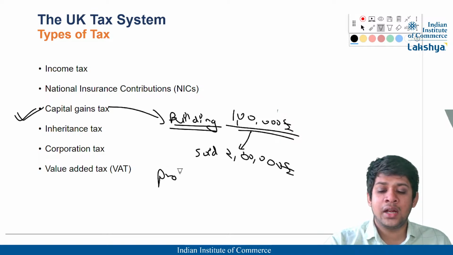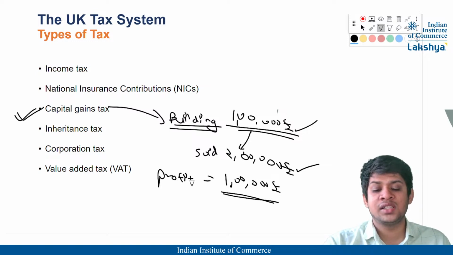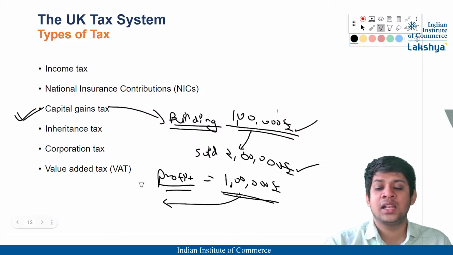That means on its sale, I got a profit of 2 lakh minus 1 lakh, that is 1 lakh pounds. Correct? The building had a cost of 1 lakh, but I sold it for 2 lakh. That means I generated certain profit on its disposal, on its sale. So when I sold it, I generated this income of 1 lakh pounds, and is the reason why I will be charging tax on it.